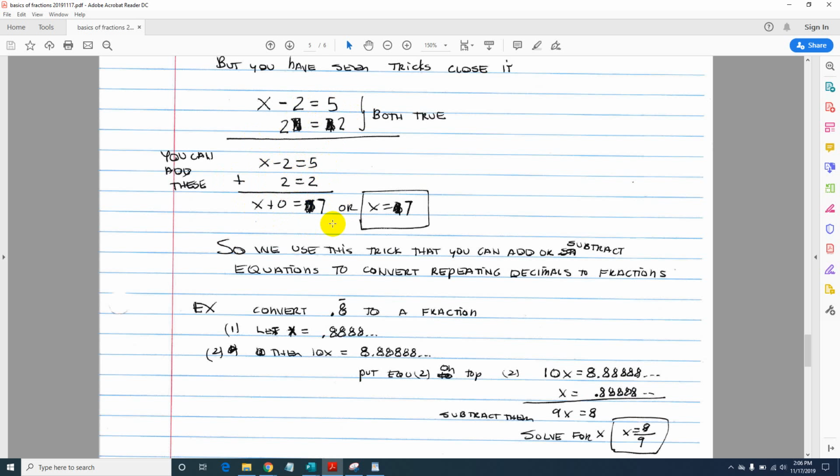Notice I made a few mistakes here. So easy to make mistakes. Anyway, you get x equals 7, which actually is the answer. This is a cute trick where you can add or subtract equations that are equal to each other. We use this trick, that you can add or subtract equations, to convert repeating decimals to fractions.